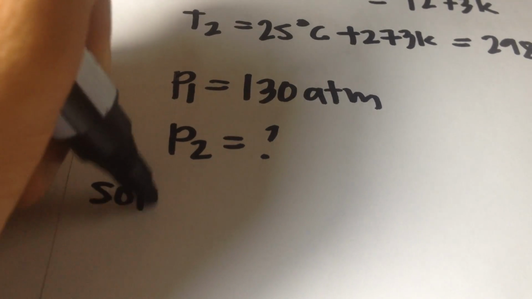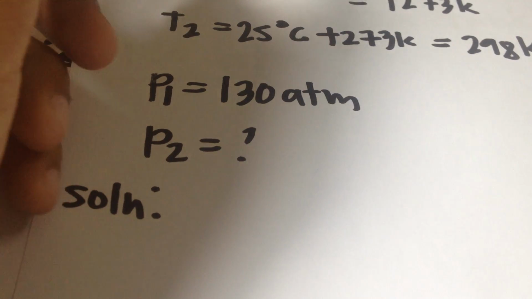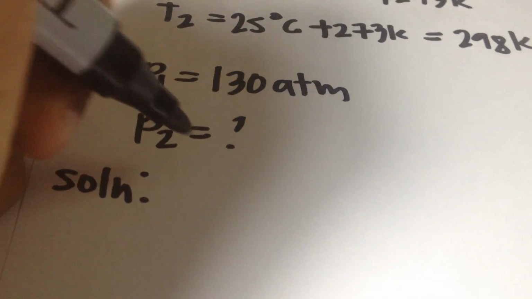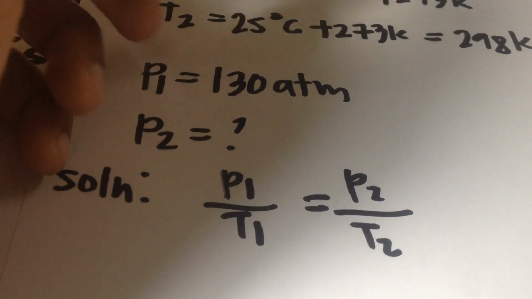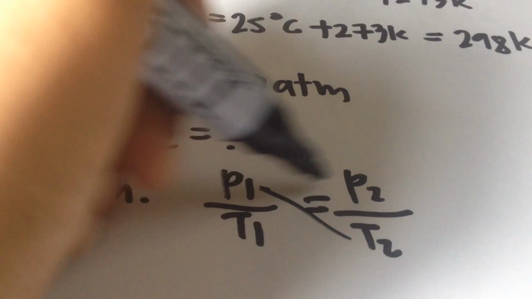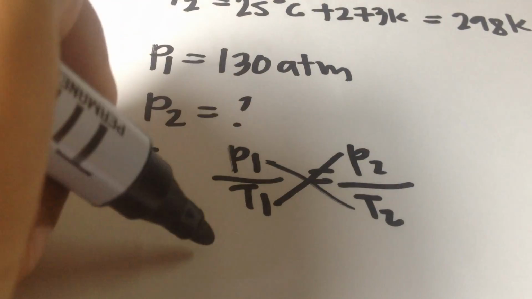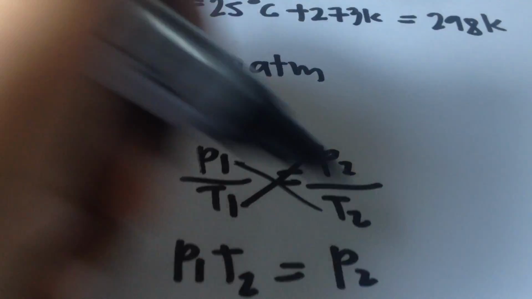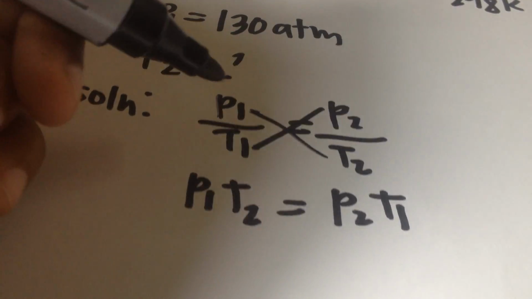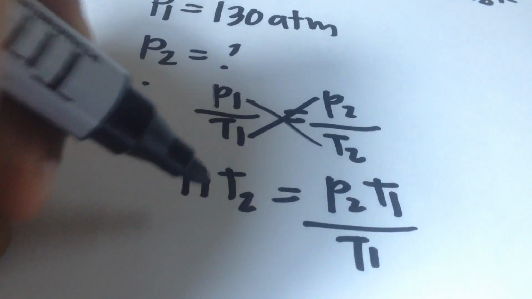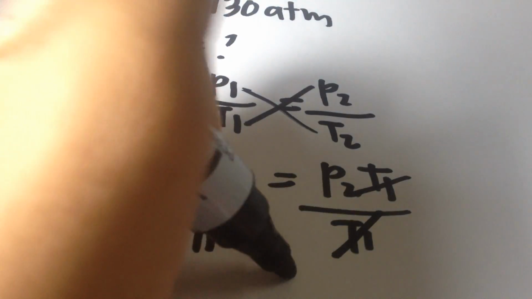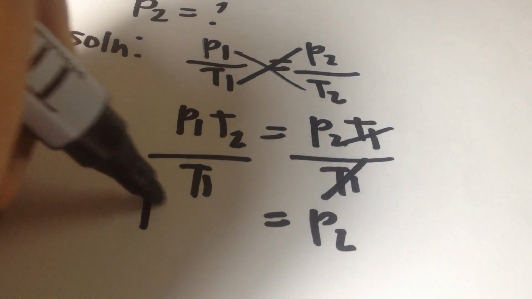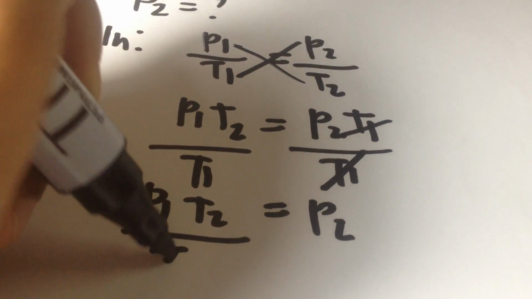Solution. Let's use Gay-Lussac's law formula, which is P1 over T1 equals P2 over T2. So we need to solve for pressure 2. Cross multiply: P1 times T2 equals T1 times P2. So we need to solve for P2, so divide both sides by T1. T1 cancels out on the right, and the left is P2 equals P1 T2 over T1.